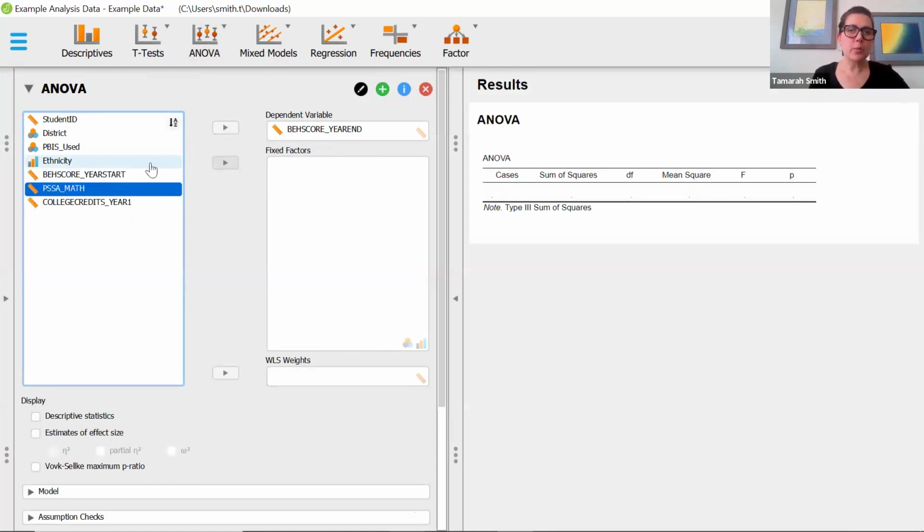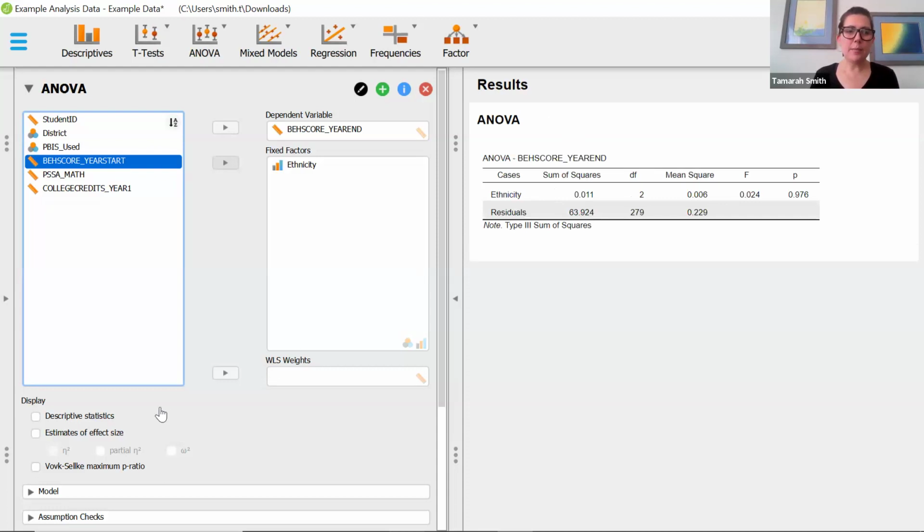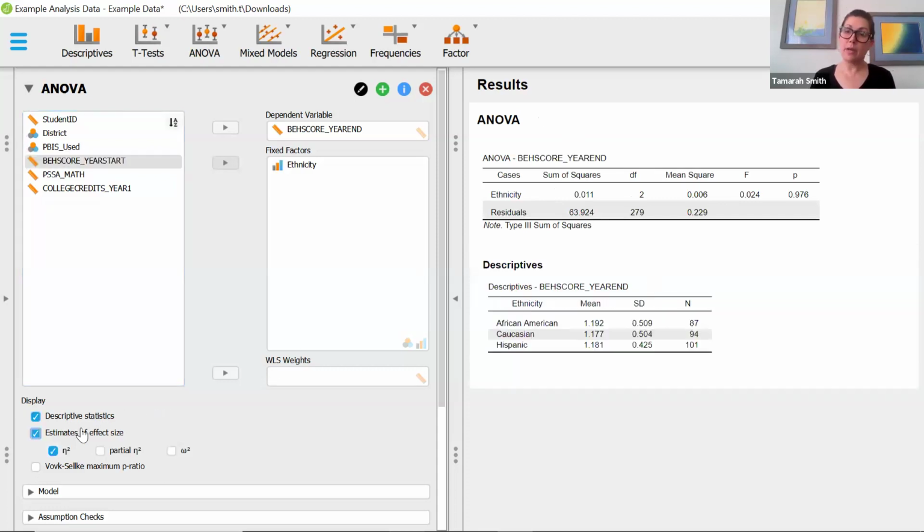And I'm going to start with a fixed factor, which is the same thing as an independent variable. I'm going to start with ethnicity, and I'll see my results start to pop up over here. I'm going to add a couple things to that. I want descriptive statistics and also the estimate of effect size. And I'll be using this guy here, which is pronounced eta, ETA, eta squared.